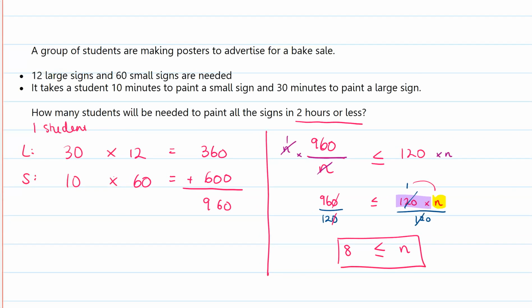So the idea is that instead of trying to work out how many students needed for large, how many students needed for small, what we needed to understand was this is the total. So what's the total time taken for one person to complete all tasks? And how does that change by increasing the number of students? Okay.